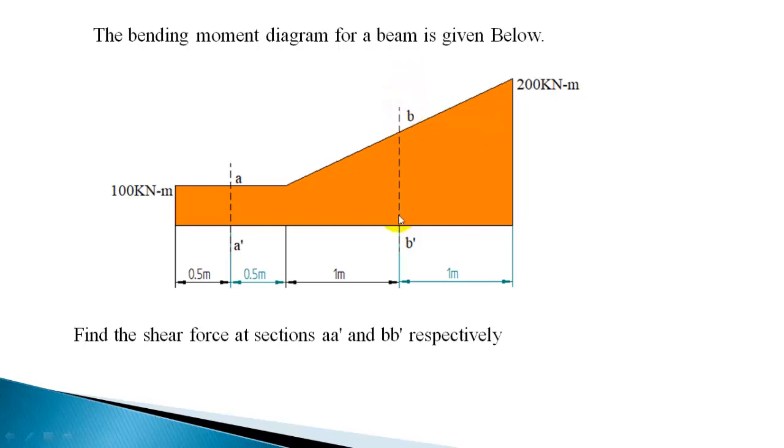And here, at section BB, you need to find out the shear force. It is at a distance of 1 meter from here. Now again you can apply that equation which you know, rate of change of bending moment is shear force. So here dM by dx you should find out. To find out the rate of change of bending moment, that is the slope of this line, you can draw a horizontal line here.